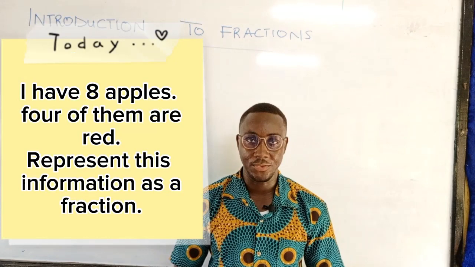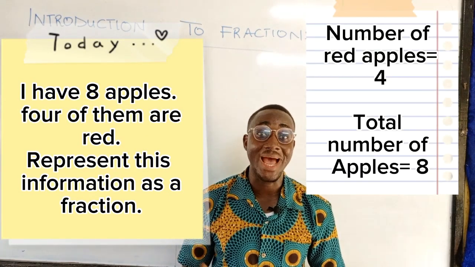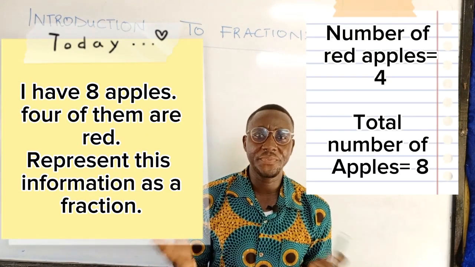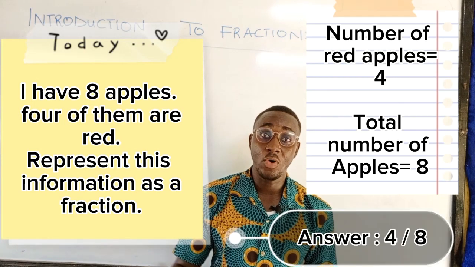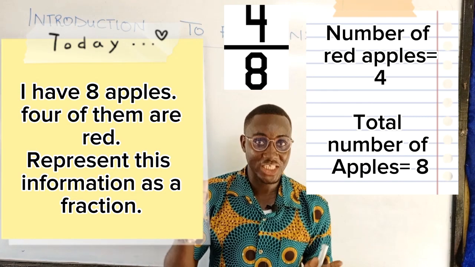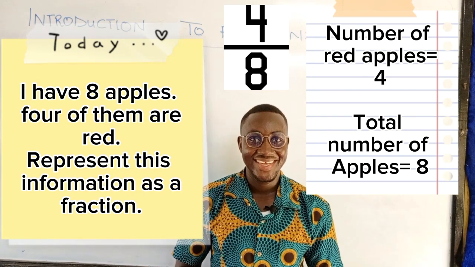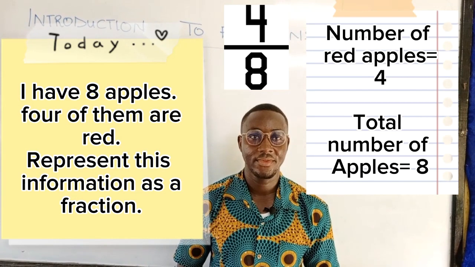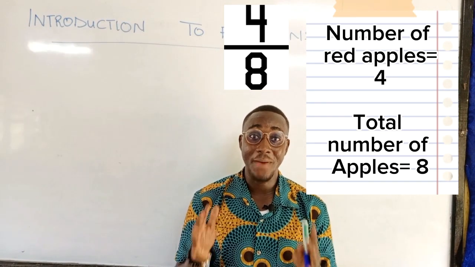Another example. I have 8 apples. 4 of the apples are red. How do I represent this as a fraction? It will be what? 4 over 8. The 4 is part of the 8. You getting it, right? So the 4 is part of the 8.